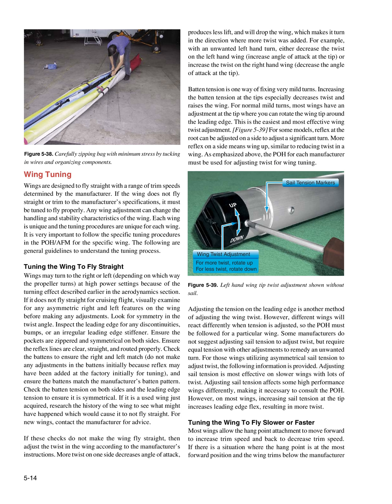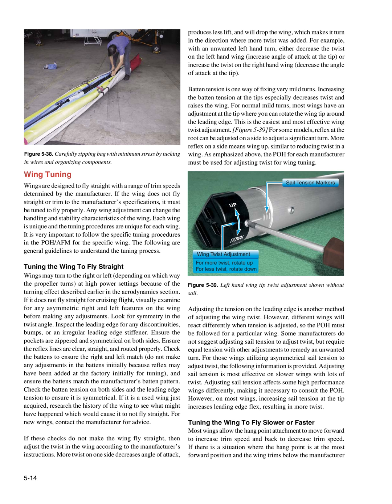Look for symmetry in the twist angle. Inspect the leading edge for any discontinuities, bumps, or an irregular leading edge stiffener. Ensure the pockets are zippered and symmetrical on both sides. Ensure the reflex lines are clear, straight, and routed properly. Check the battens to ensure the right and left match. Do not make any adjustments in the battens initially because reflex may have been added at the factory initially for tuning, and ensure the battens match the manufacturer's batten pattern.